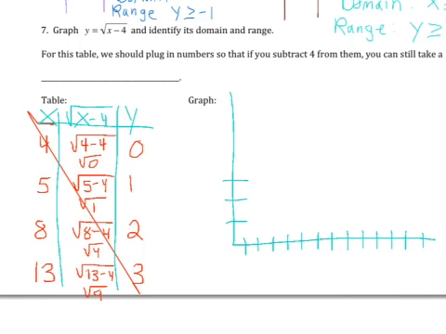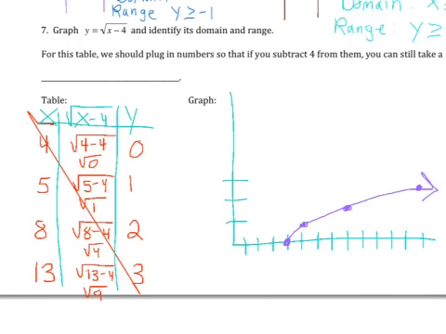Okay, so we have our first value at 4, 0. Our next value is at 5, 1. Now 8, 2. And then our last is at 13, 3. So now that is our square root graph.